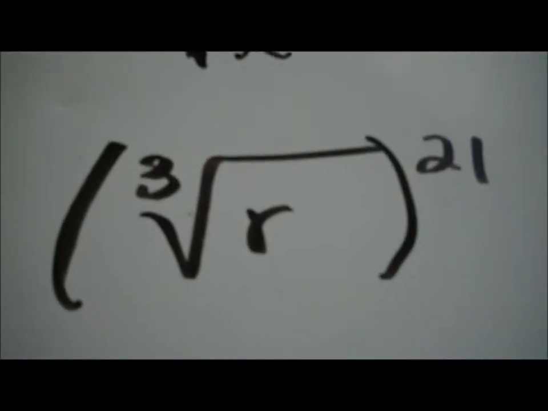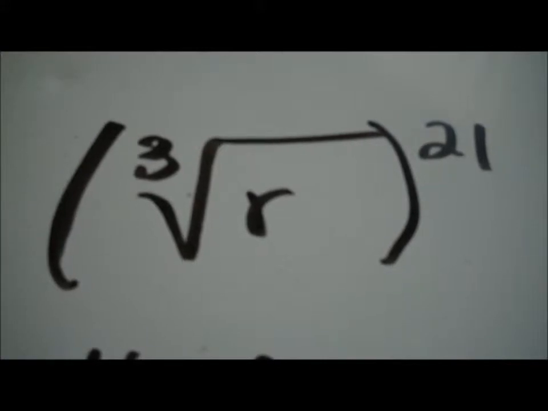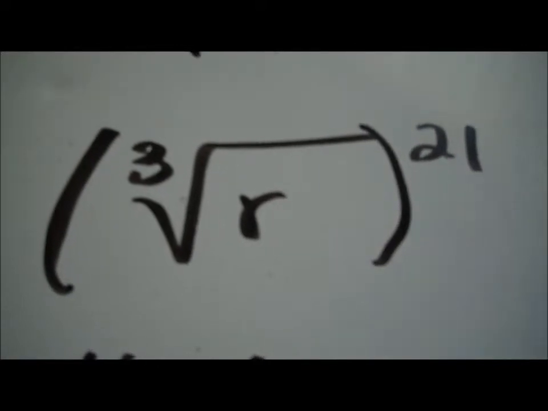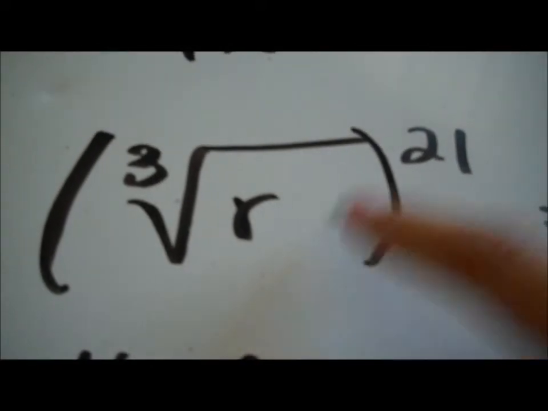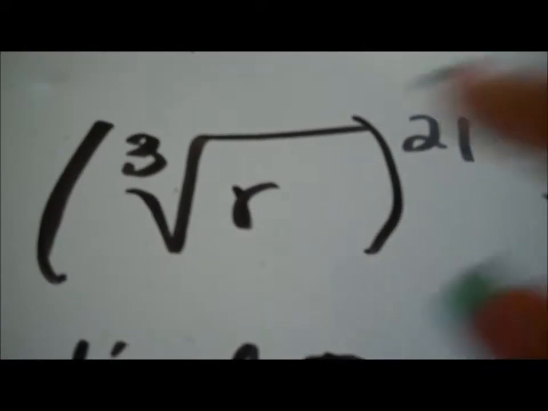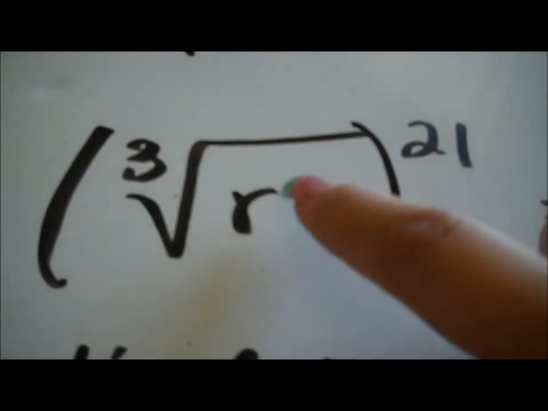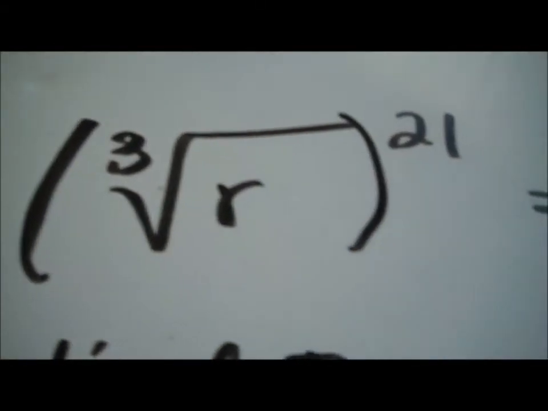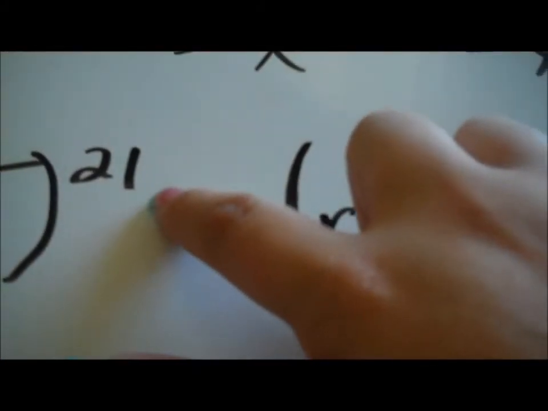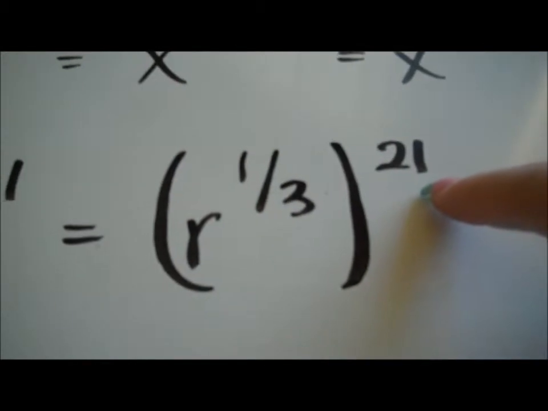Okay, so for example right here, we have the cubic root of r raised to the 21st power. Now, we need to rewrite our cubic root as a rational exponent. So this is really being raised to the first power, so this is going to become r to the 1/3 power as such. Now again, remember, we didn't do anything to the 21 that was on the outside, so therefore we have to leave the 21 on the outside here.